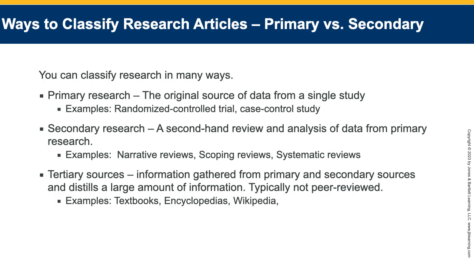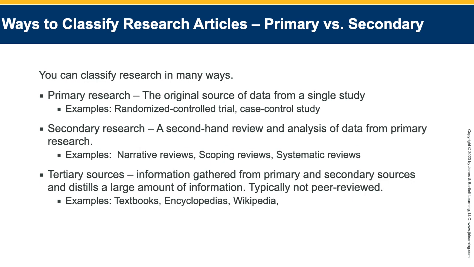Secondary research, on the other hand, is a second-hand review and analysis of data from primary research. Secondary research involves compiling and analyzing existing data from a variety of sources. Conducting secondary research often saves time and money while allowing us to gain a deeper insight into the subject we are researching. Secondary research looks at the broader picture instead of the results from a single trial or study. Examples of secondary research include narrative reviews, scoping reviews, systematic reviews, and meta-analysis.